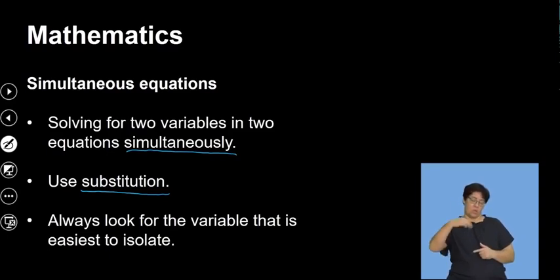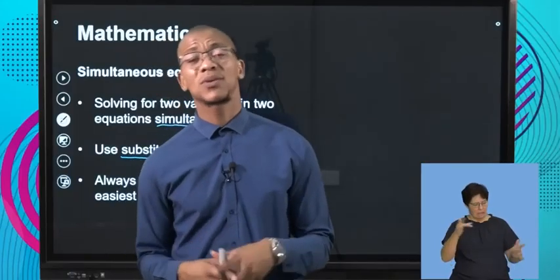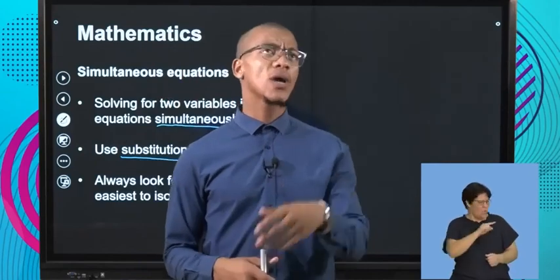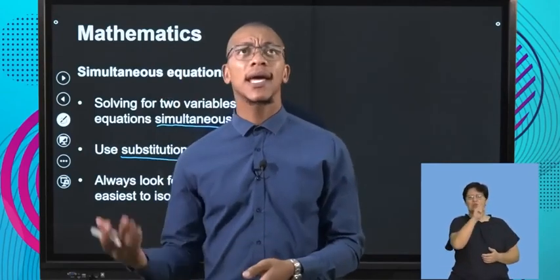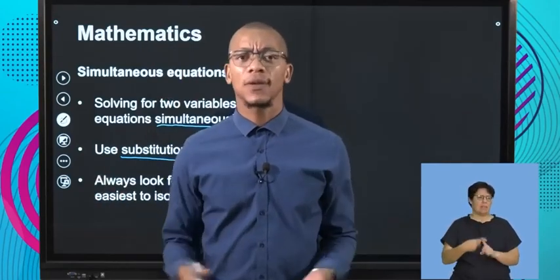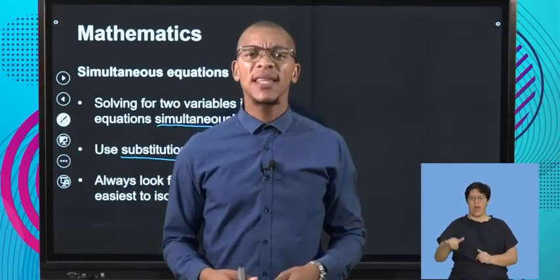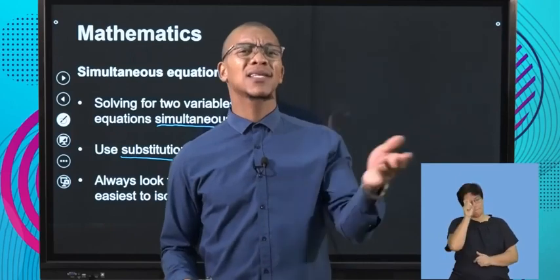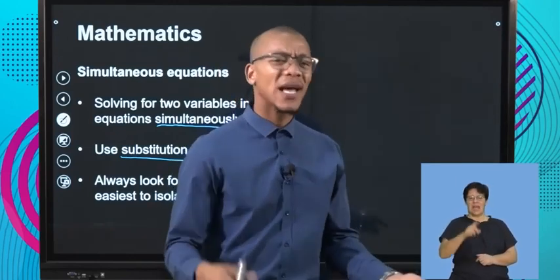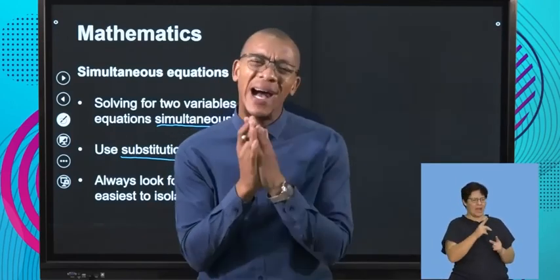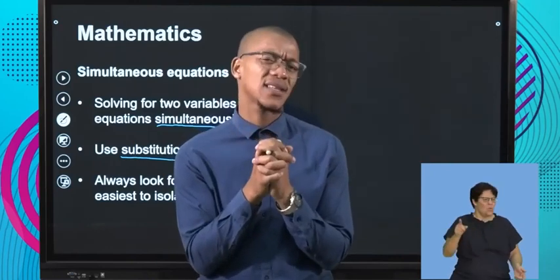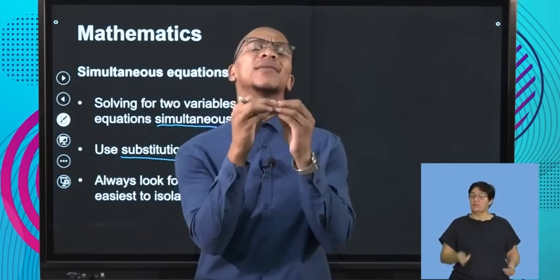Then always look for the variable that is easiest to isolate. Guys, this is one point that worries me the most, because you guys will have a 2x squared plus 3x plus 5 equal to y squared, I mean. And then a person will try and make the x squared to be the subject of the formula, and they want to take out the square root. Why are you troubling yourself like this? Just look at the variable that is easier.